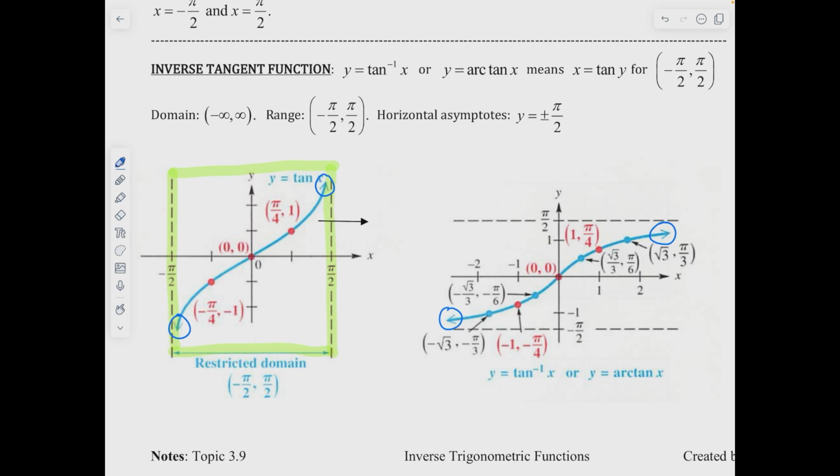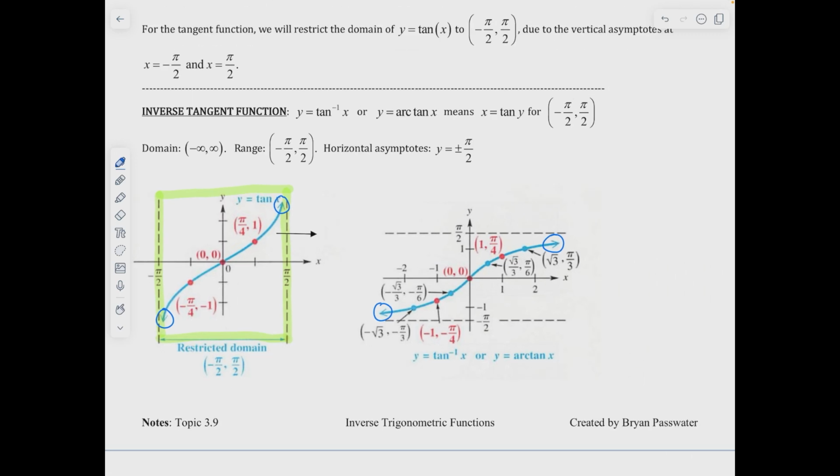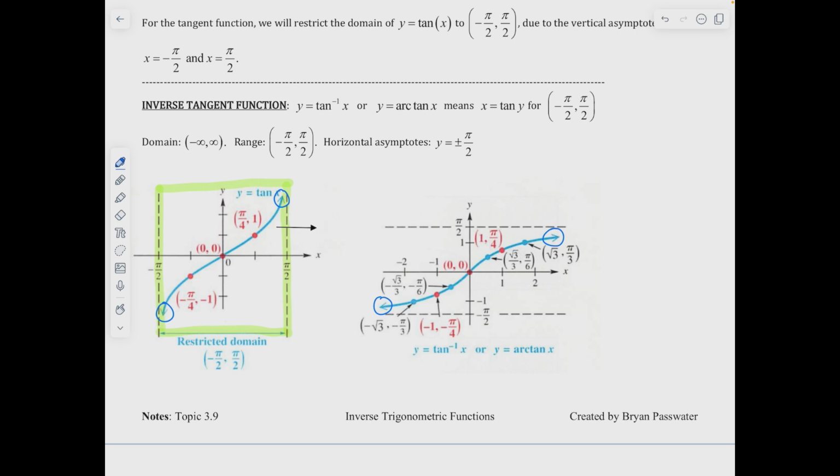Okay, so (negative pi over 4, negative 1) becomes (negative 1, negative pi over 4). (0, 0) is still itself, and (pi over 4, 1) is now (1, pi over 4). And then we also have our other trig values there as well. Okay, so that would be inverse tangent.